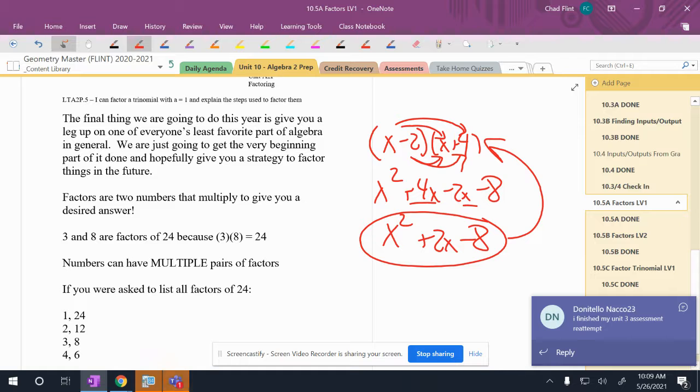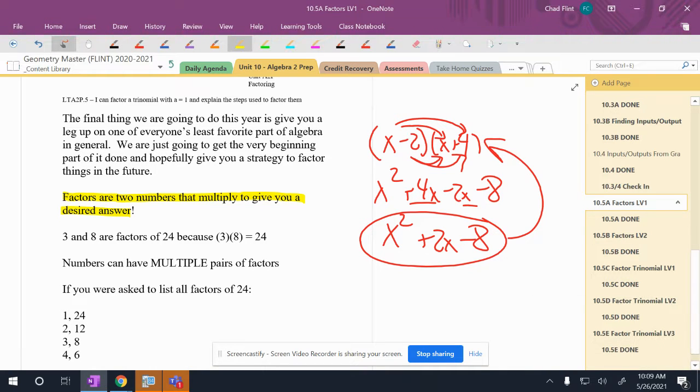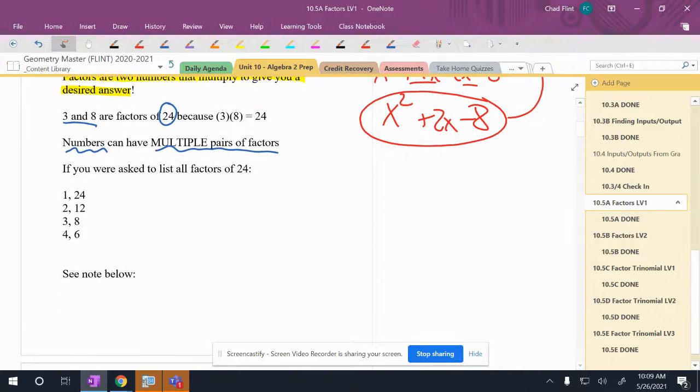All right, so the most important things here: factors are two numbers, or they could be letters, that multiply to give you a desired answer. So if we're looking for factors of 24, 3 and 8 would be one pair of factors that give you 24, because 3 times 8 is 24. Most numbers have multiple pairs of factors. Not all of them; prime numbers don't. But we're going to want to be able to list all of the factors of a specific number in order to do this. And the better we are at listing the factors, the easier it is.